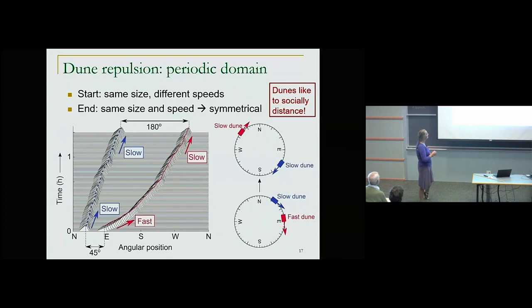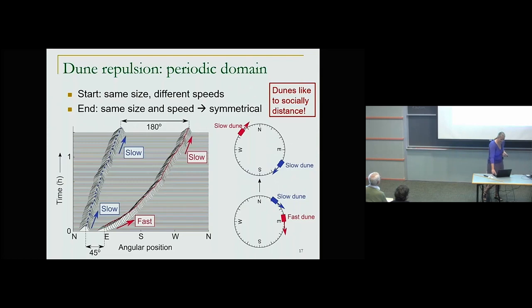And they actually end up, in the end, after an hour and a half, at antipodal positions. They're the same size and then the same speed, because this one slowed down as it lost its extra kick. So they're now 180 degrees apart, and dunes like to socially distance. Now we can do different things.